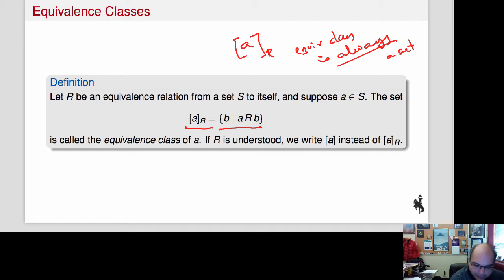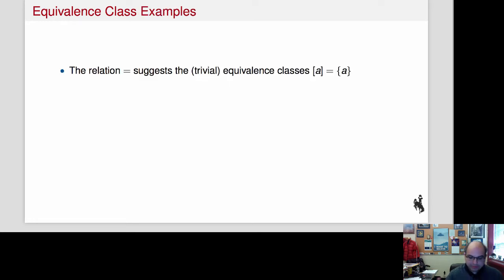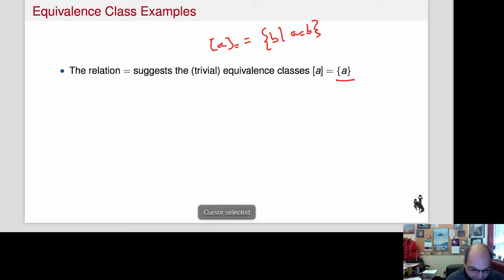Now equivalence classes come up all over the place, and they're going to be very important to us. So let's get some intuition with them. Let's take the relation equal. What are the equivalence classes of that relation? Well, by definition, the class of A under equal is the set of all B such that A is equal to B. Well, that's just A, because it's the only one that's equal to that. So we found that one.